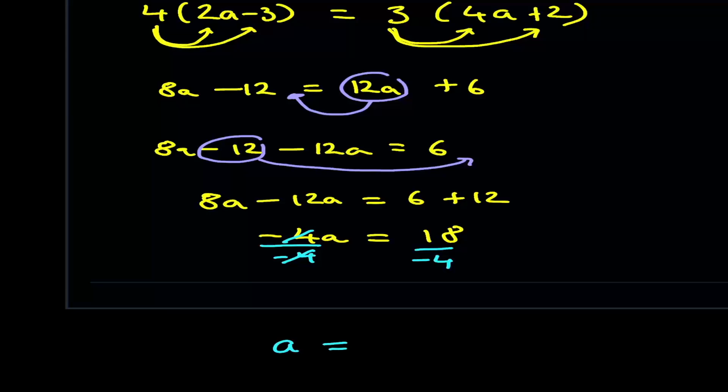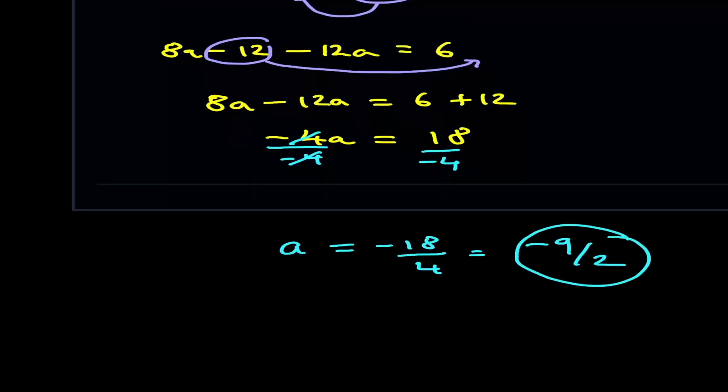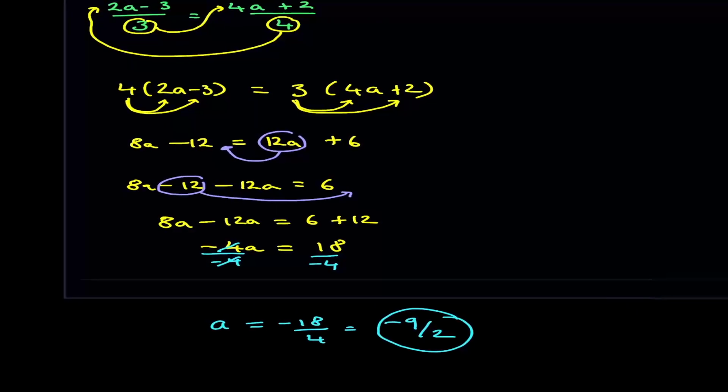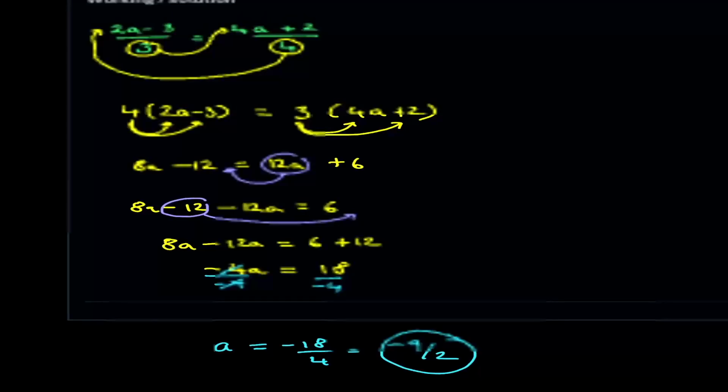18 divided by neg 4. So we usually just put the negative on top. So you can write negative 18 on 4. They're both even numbers, so you could just half them. So that would mean you would get negative 9 on 2. So yeah, just watch out for that negative. But otherwise, that should have hopefully been good and straightforward.